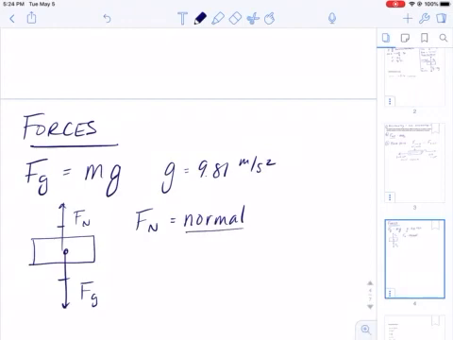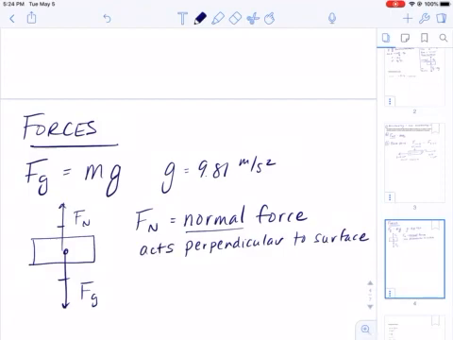Okay, what if somebody comes along and this book is sitting on the table and somebody pushes it? We would probably call that FA for applied force. So forces in general are a push or a pull, but that's kind of your generic added force. And then what if somebody pushes it at a constant speed? If they're pushing it at a constant speed, then the forces must be in equilibrium, and Fk is the force of kinetic friction.